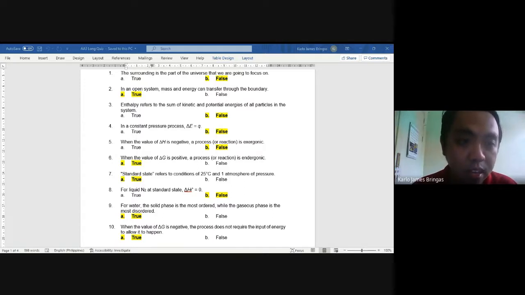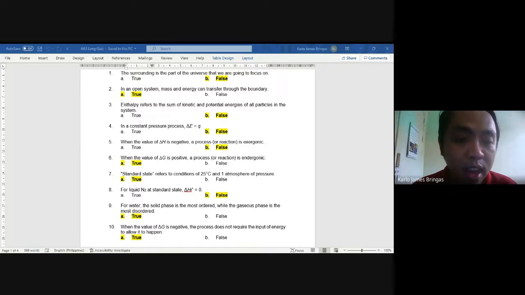Now for number 6, we're now talking about delta G. By the way, delta H that's positive, that is your endothermic process. Now number 6, we have the following. When the value of delta G is positive, a process is endergonic. So this one is true. Same with number 7. For number 7, we have the standard state.